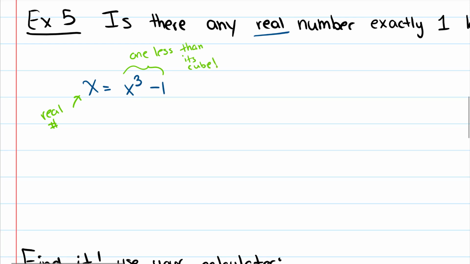Okay, so now here we're going to set up an equation, and we're going to go 0 is equal to x cubed minus x minus 1. I did that just by subtracting x from both sides. And here's the kicker. We're going to let x be any real number, so we're trying to solve for it. And so here we can draw a conclusion.